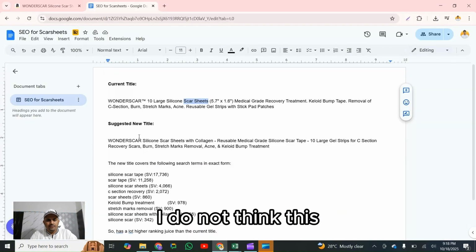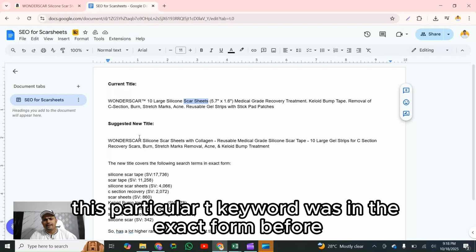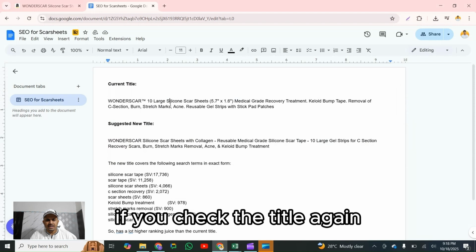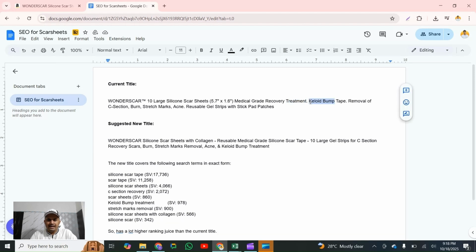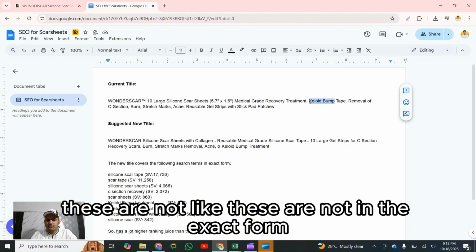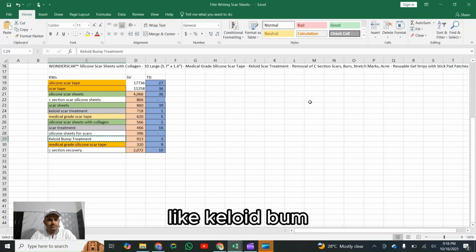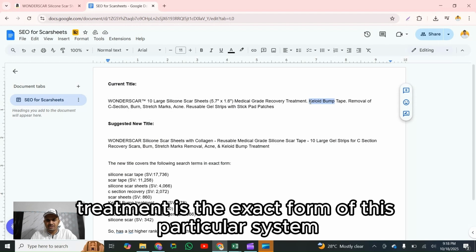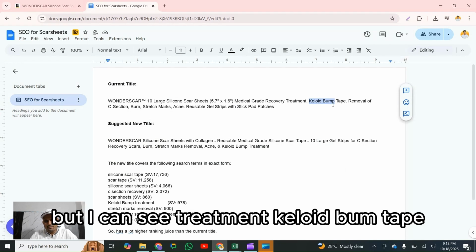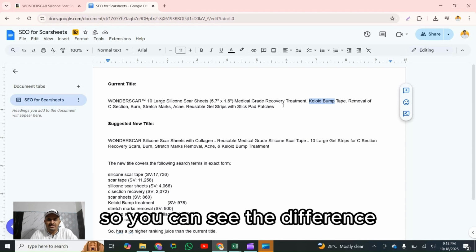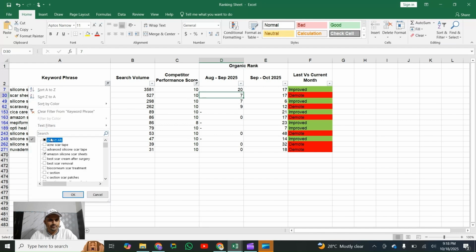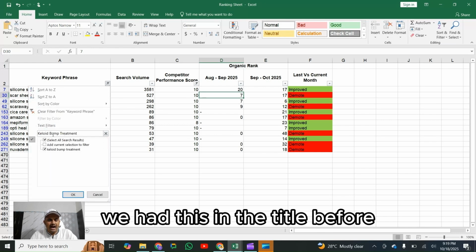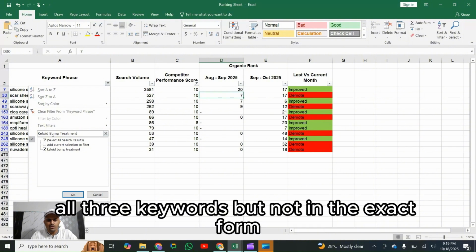Keyword bump treatment. I do not think this particular keyword was in the exact form before. If you check the title which was used before, I see treatment, I see keyword bump. These are not in the exact form. Keloid bump treatment is the exact form of this particular system, but I can see treatment keyword bump tab. So you can see the difference. If I search this and see if we improved on this particular keyword, we had this in the title before, all three keywords, but not in the exact form.